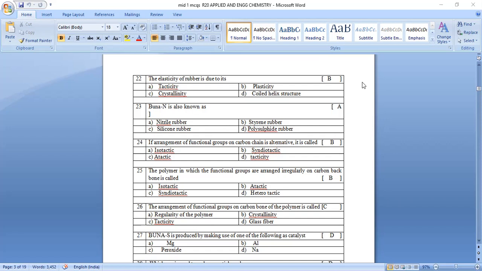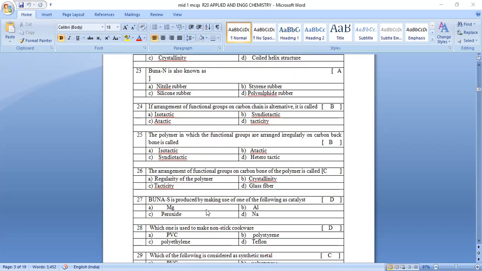Question number 27. Buna-S is produced with the help of sodium as catalyst. What is Buna-S? Bu indicates butadiene, Na indicates sodium, and S indicates styrene.